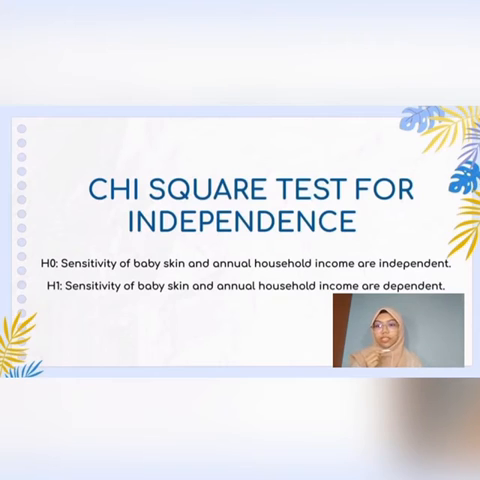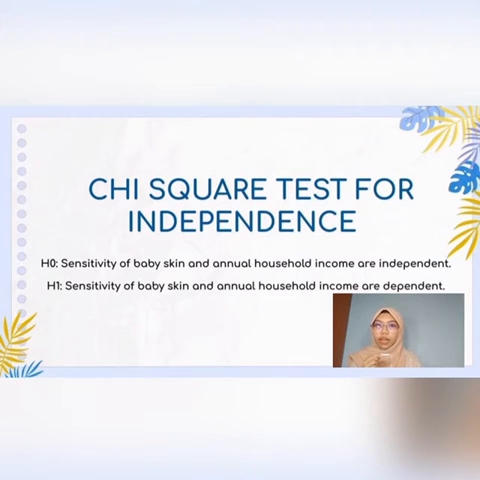Next, we use the chi-square test for independence. The chi-square test for independence looks for an association between two categorical variables within the same population. For this test, we need to decide if the two variables are related or not. To compute this test, we use two variables, namely annual household income and sensitivity of baby skin.